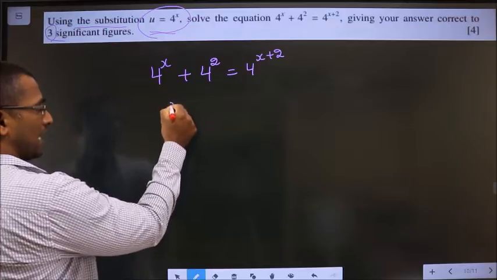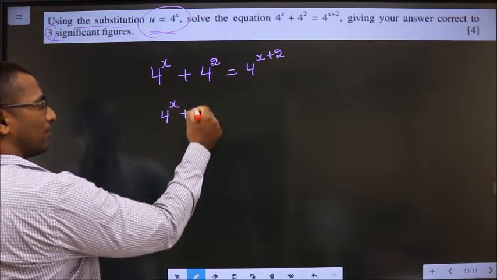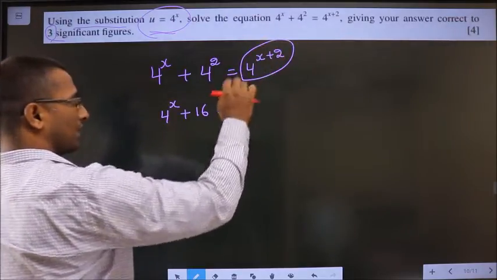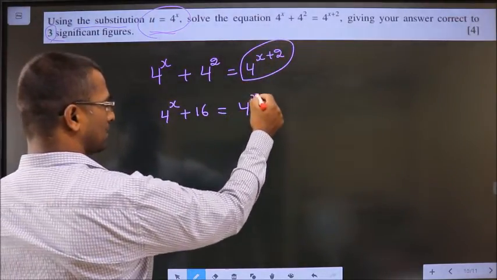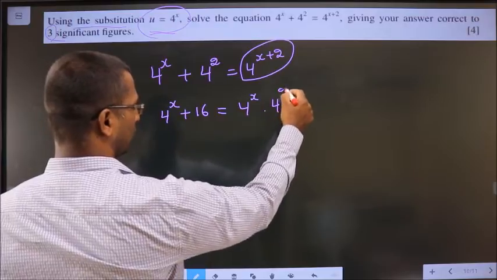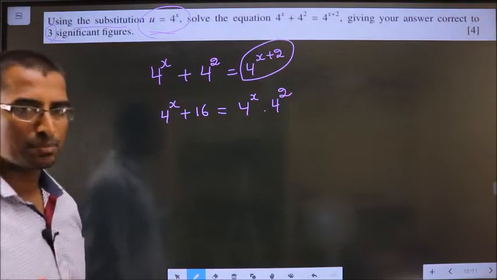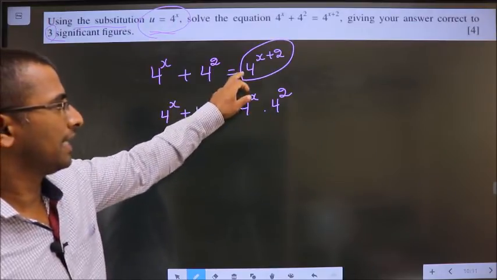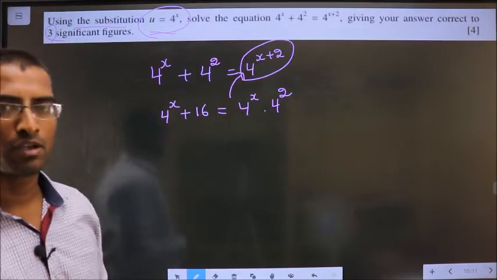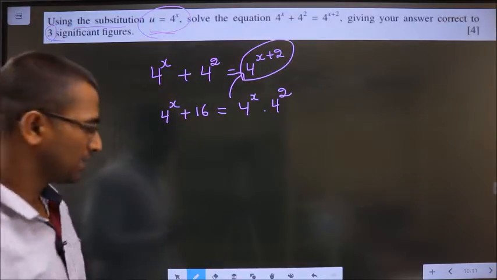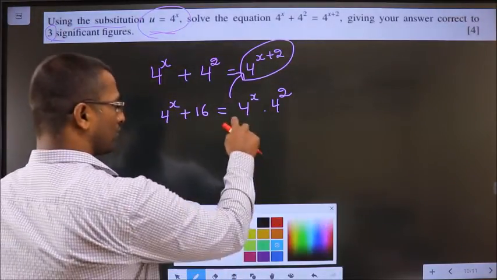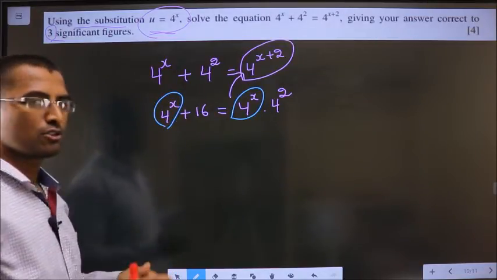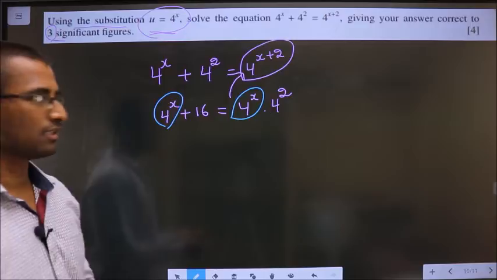4 power x as it is. 4 power 2 is 16. This can be broken into 4 power x into 4 power 2. Clear? Exponents formula. Bases are same. I add the powers, I get the same thing. Okay. Now, if you observe, 4 power x is present in both the places. So, now you do substitution.